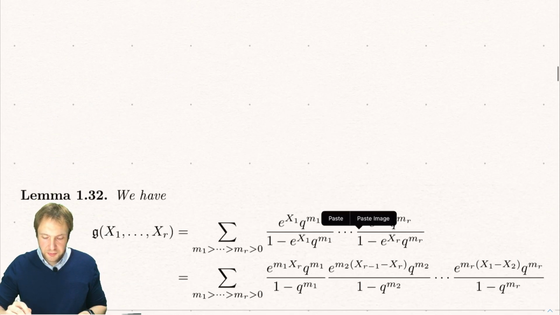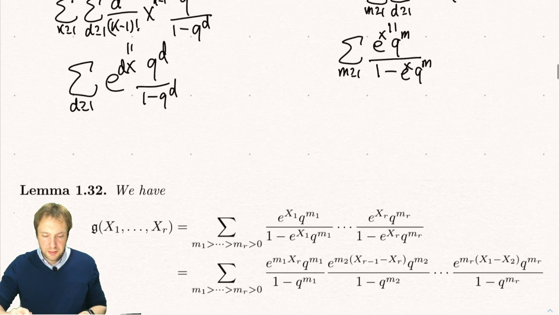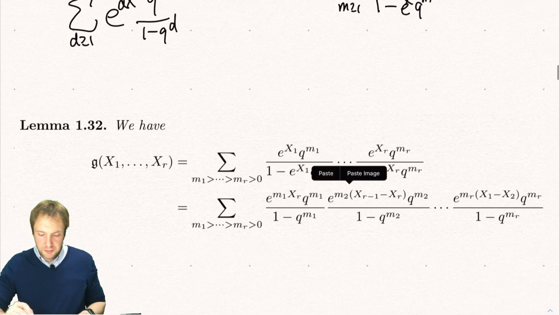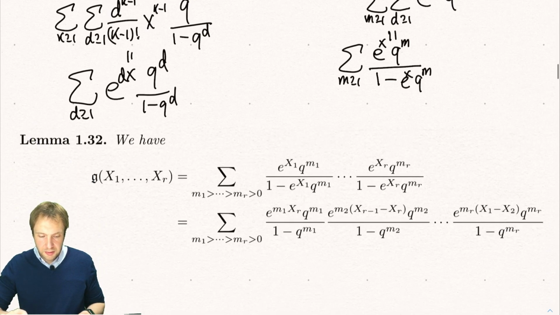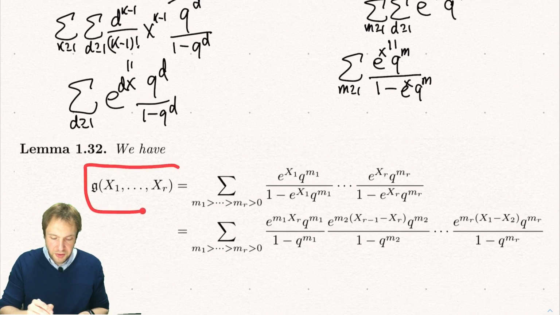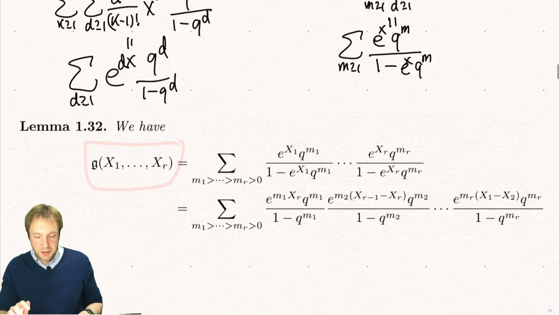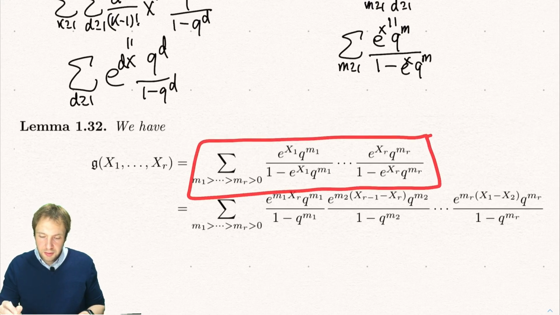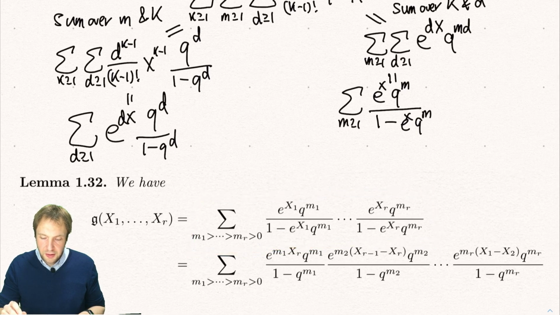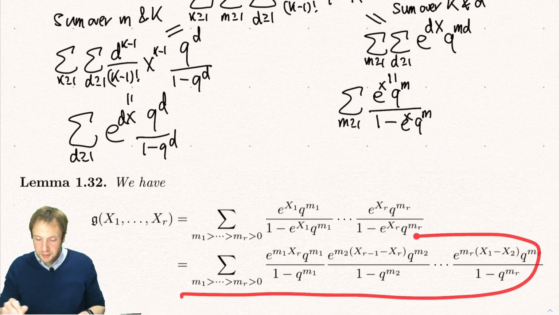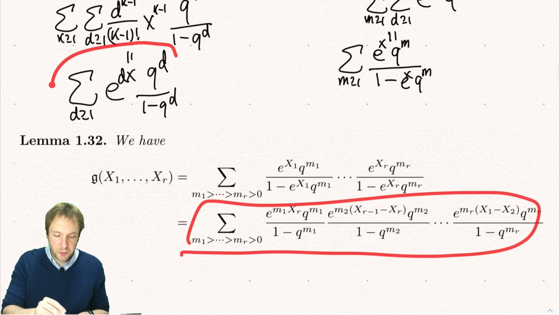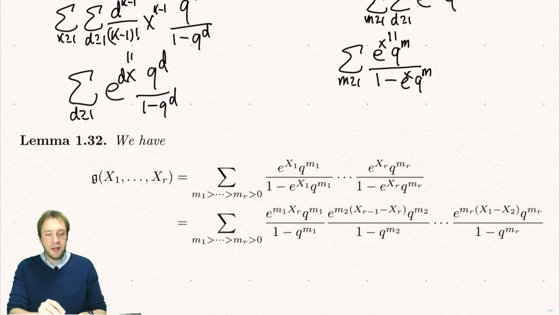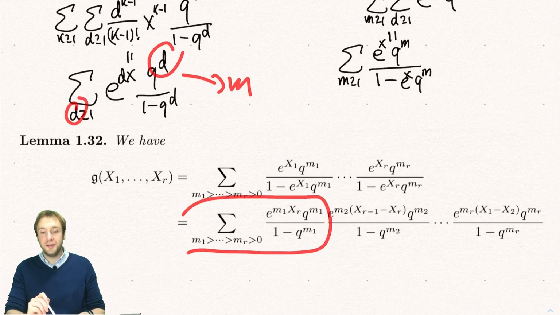And the general lemma is this one. So let's compare this to what we did. In general, this generating series g has two expressions. This one here corresponds in the r equals 1 case to this one here. And this one here, in the case r equals 1, is exactly what we have here, except that we renamed this d to m to get this sum here.